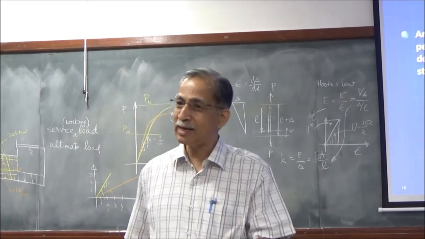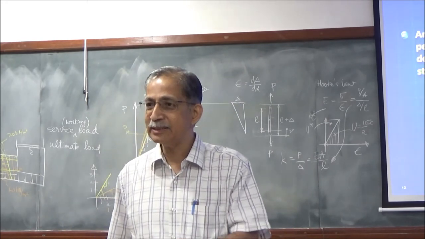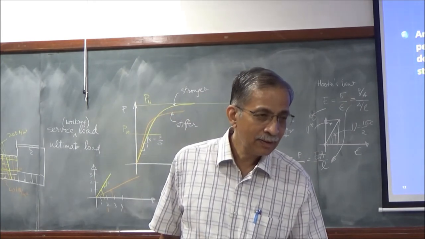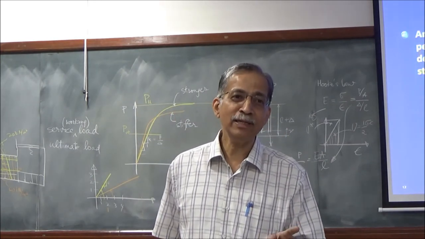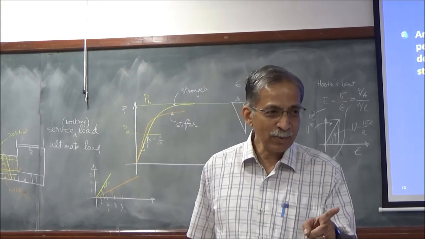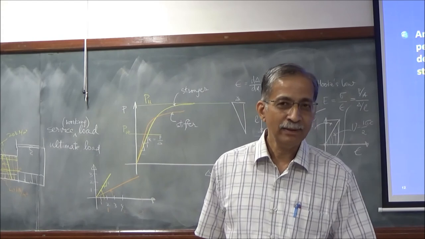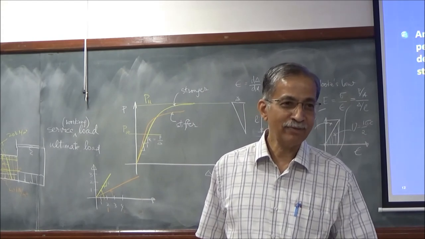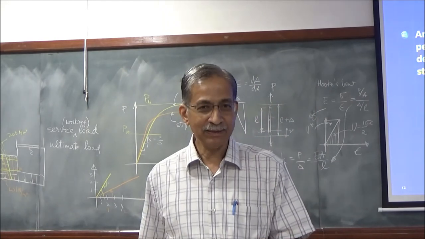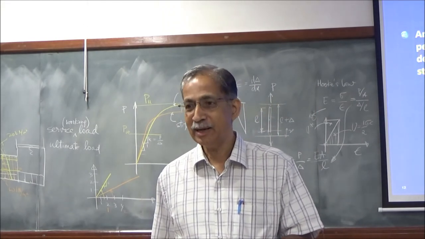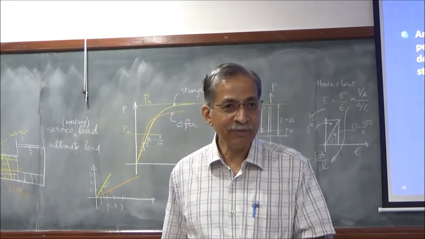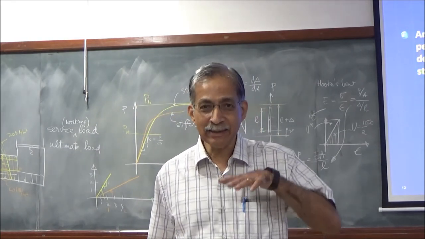Will you get the same strength when you do the cube and cylinder? What's the size of the cube? 15 centimeters. See, you must be consistent in your units. We are using SI units. You stay with millimeters. 15 centimeters, it's 150 millimeters. And cylinder? 150 millimeter diameter and height?